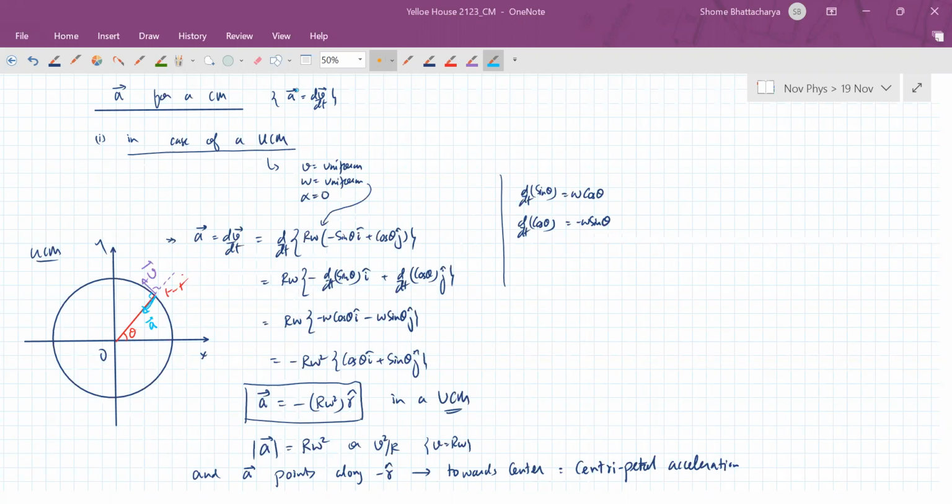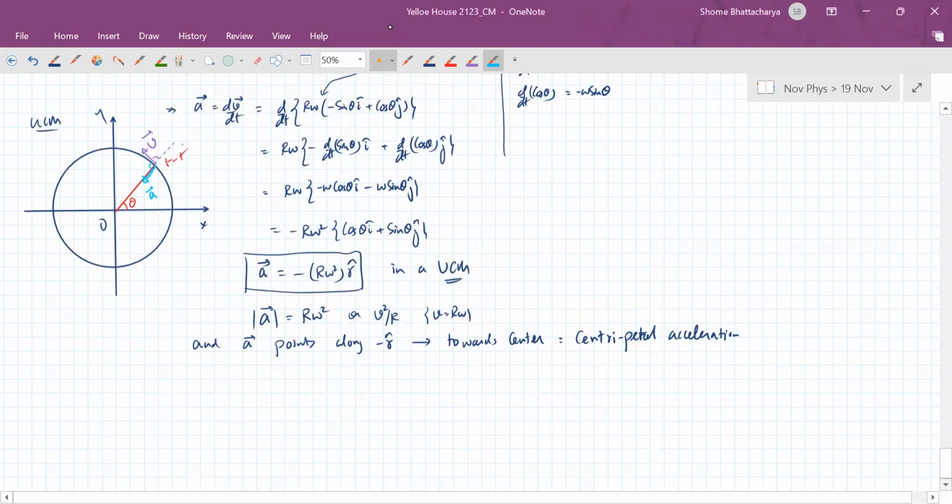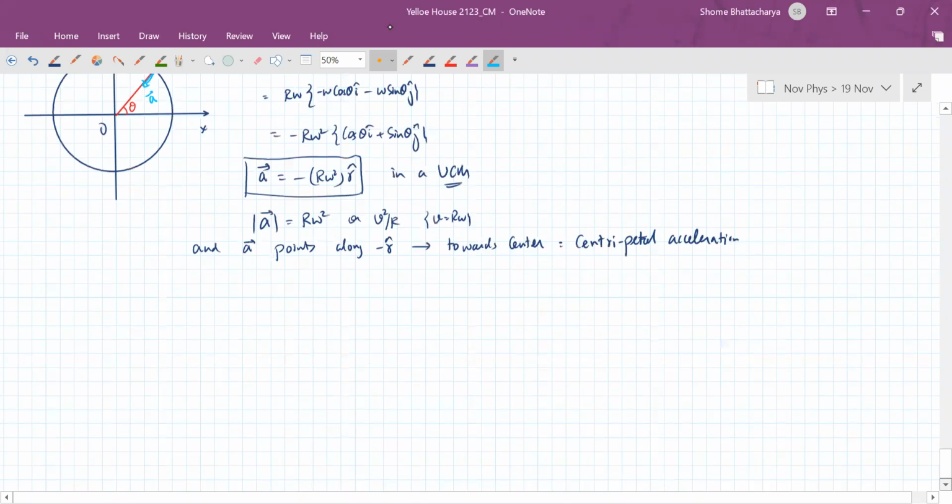Sir, in non-uniform circular motion, there will be two accelerations, right? Yes, there will be both the tangential and the centripetal components. So if you finish writing this, let's move on to that.